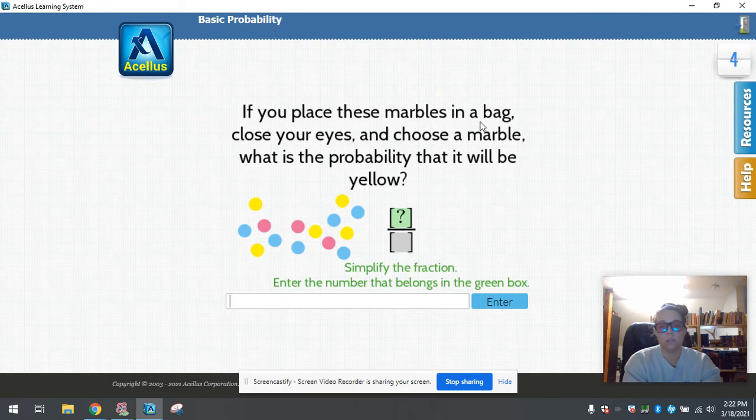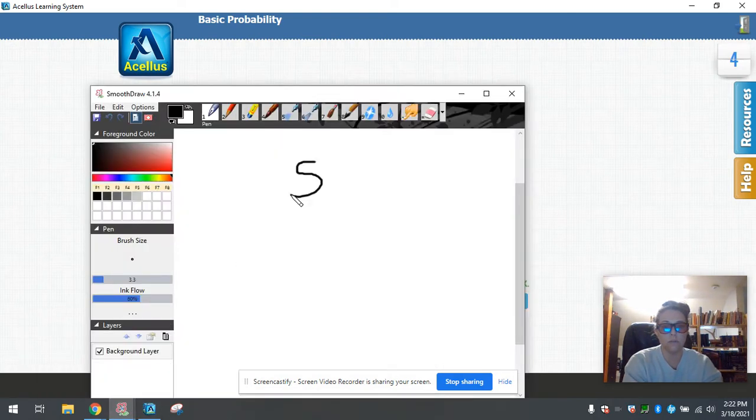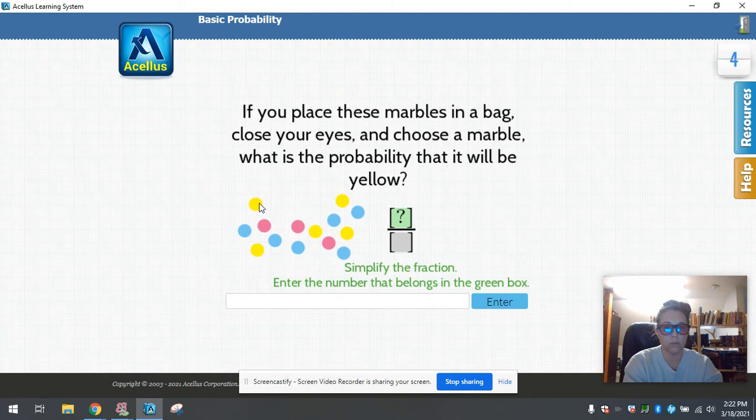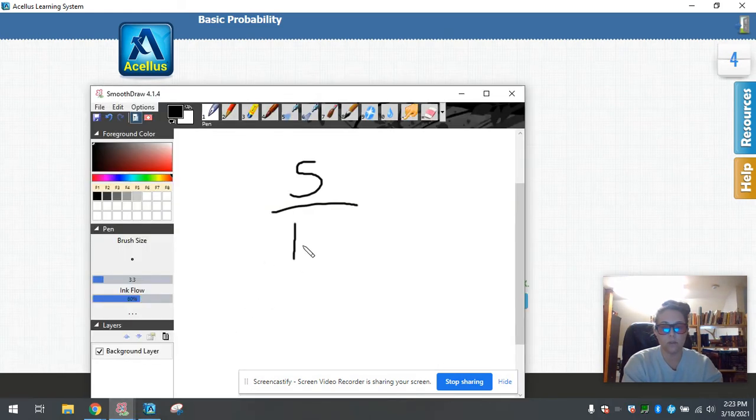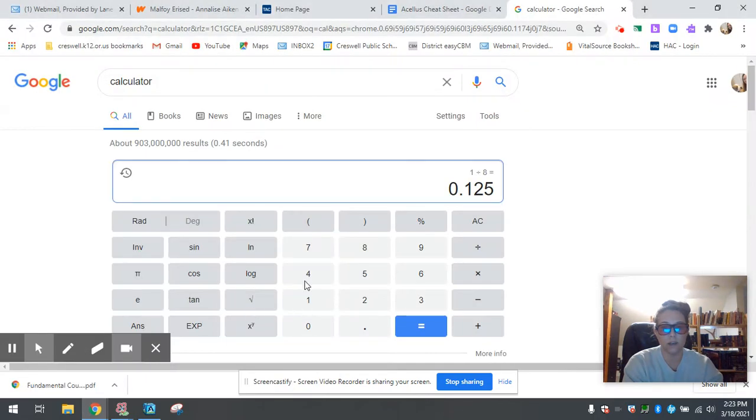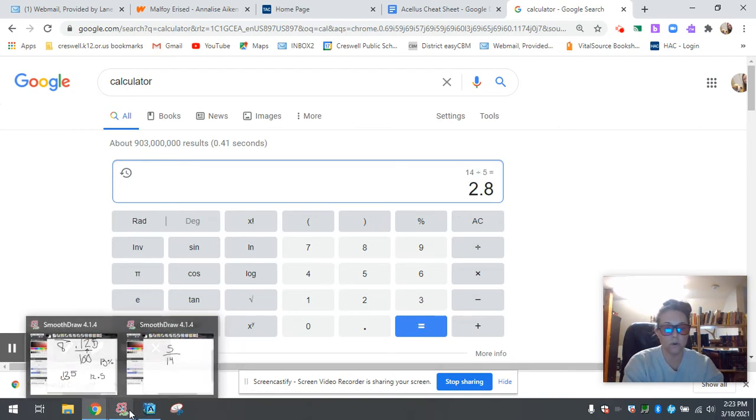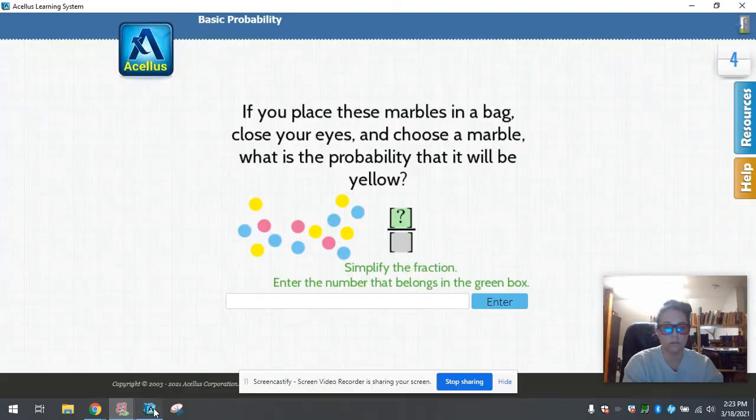If you place these marbles in a bag, close your eyes and choose a marble, what is the probability it would be yellow? Simplify. 1, 2, 3, 4, 5 marbles are yellow out of how many total marbles? 1, 2, 3, 4, 5, 6, 7, 8, 9, 10, 11, 12, 13, 14. Okay, 5 is a prime, so I can only divide it by 5 and itself. Let's see if I can do 14 divided by 5. I know I can't. If I do 14 divided by 5, I get a decimal, so we can't evenly divide 14 by 5. So our reduced answer is 5/14.